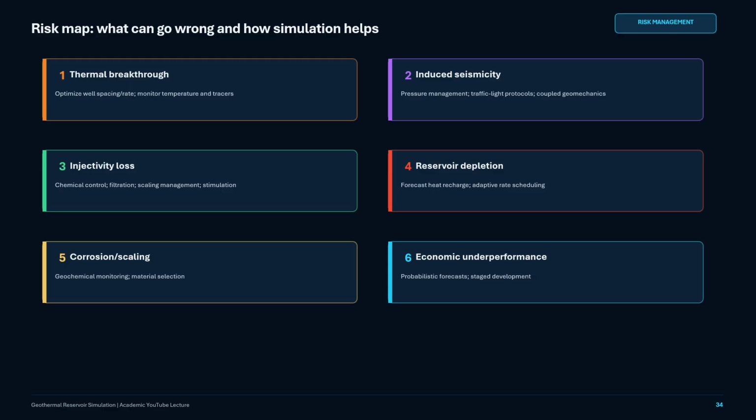Instead of reacting after a problem appears, we can test scenarios in advance. We can ask, which operating strategy gives the best heat recovery while keeping pressure, temperature, and stress changes within safe limits?